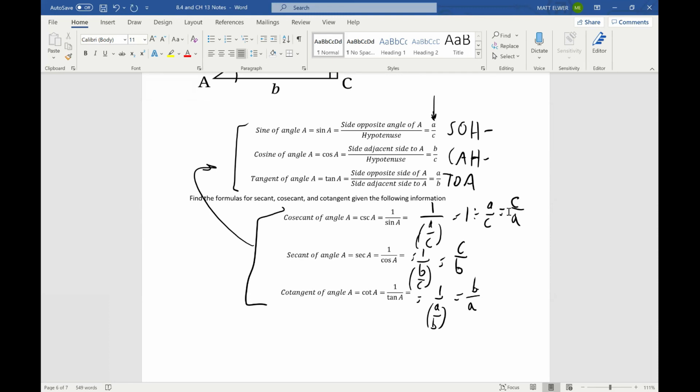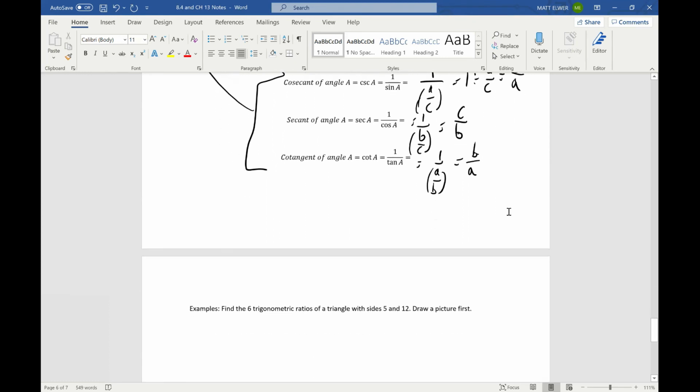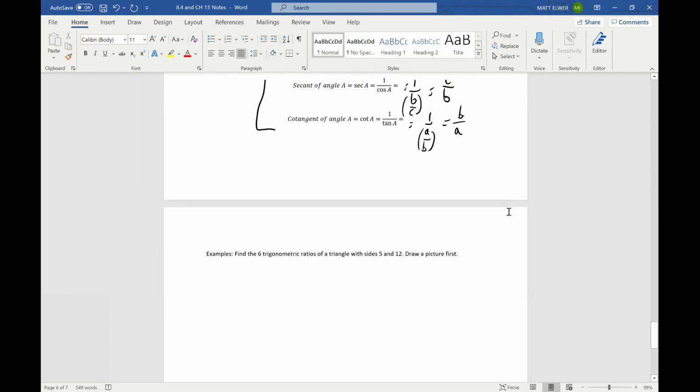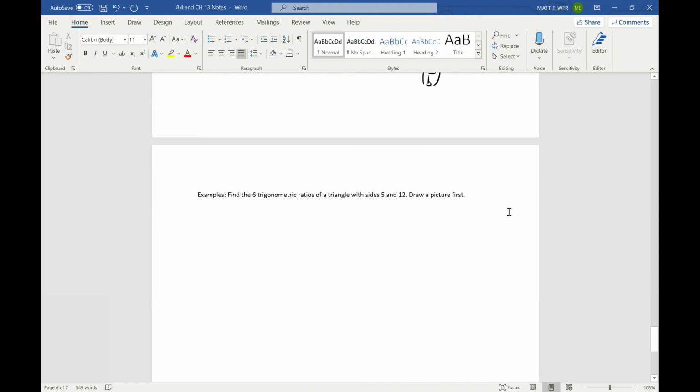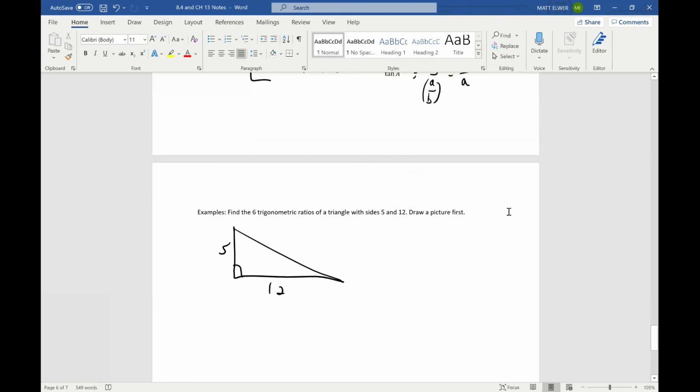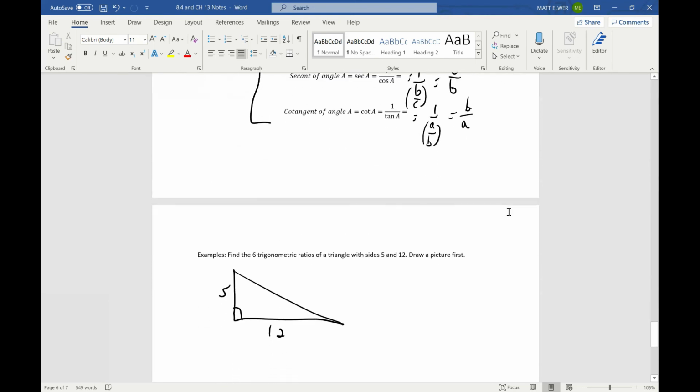Okay, so we'll go through some examples here. This one says, find the trigonometric ratio of a triangle with sides 5 and 12. So we're going to have a triangle here, and we know that the sides are 5 and 12. I think from our previous, let me go back up really quick, just to give you some time to write.